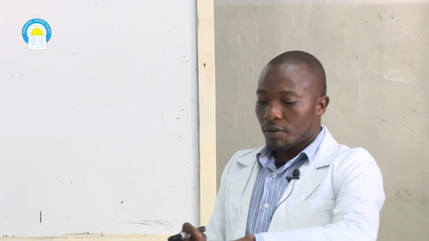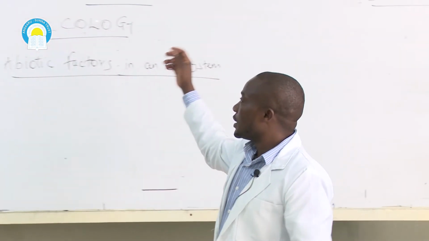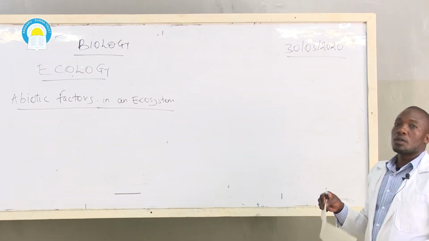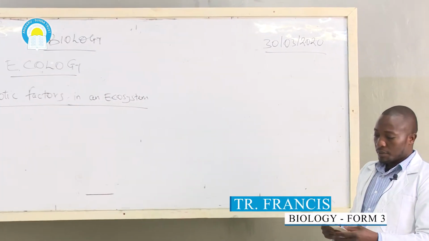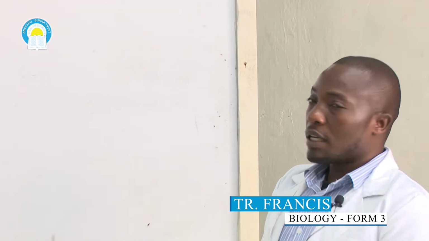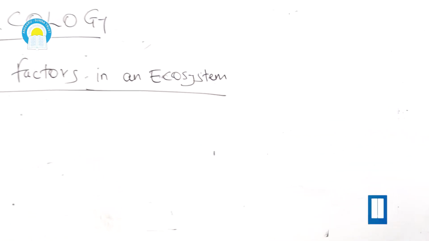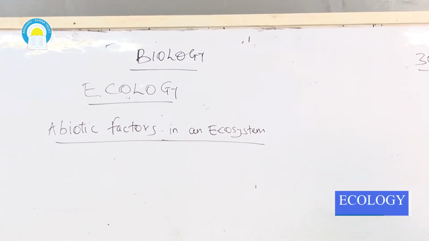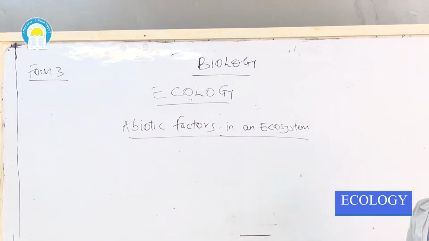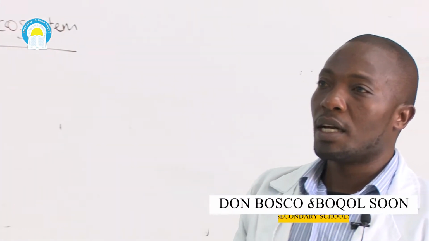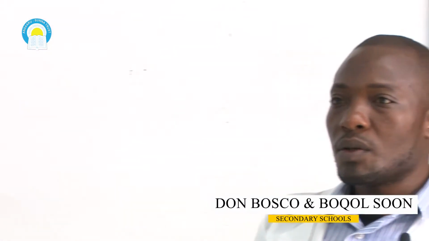Okay, welcome back from where we had stopped last time under this topic, ecology. Last time we discussed the concepts, the terms used in ecology. We discussed the factors in an ecosystem, and we said there are two, biotic and abiotic factors. To remind ourselves, last time we defined ecology as the study of interrelationships of living organisms to each other and to their surrounding, the physical environment.